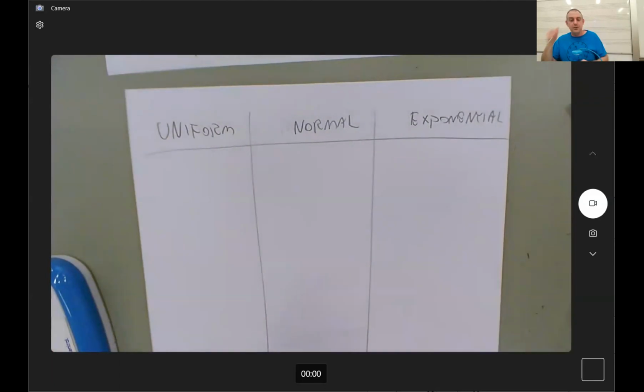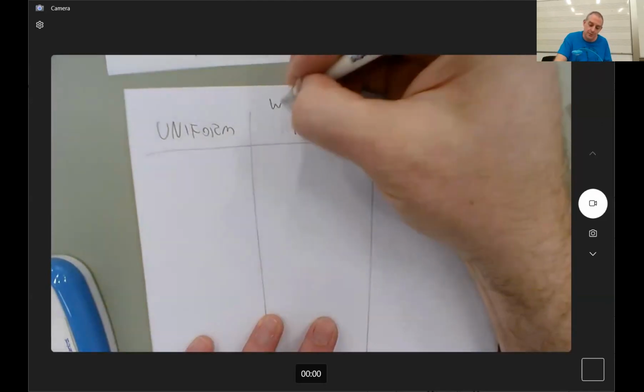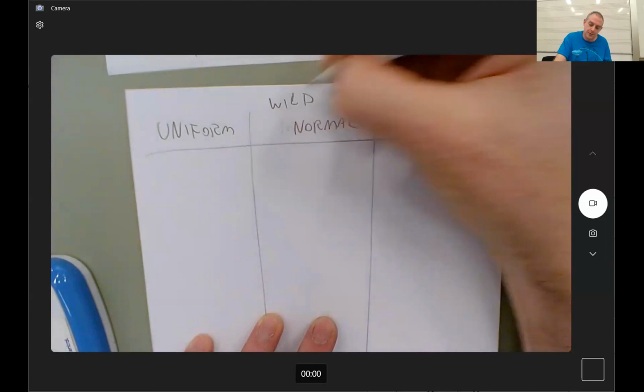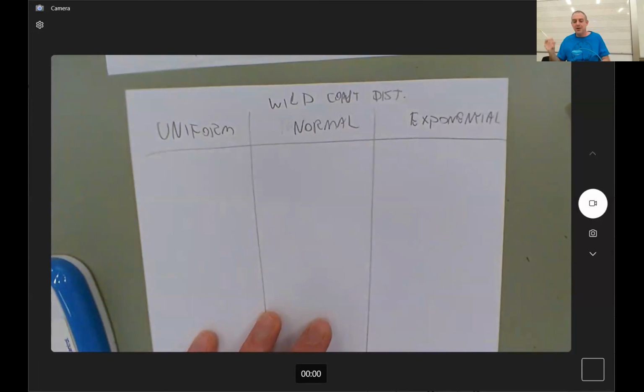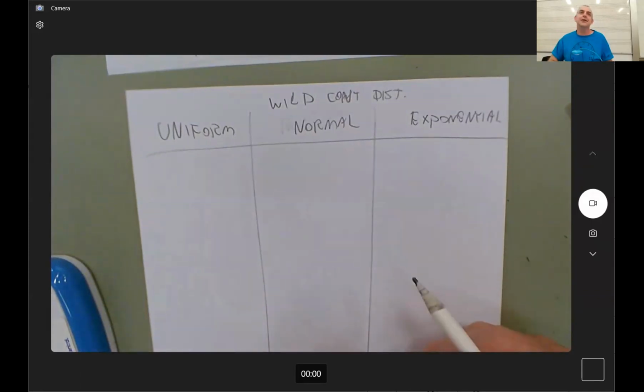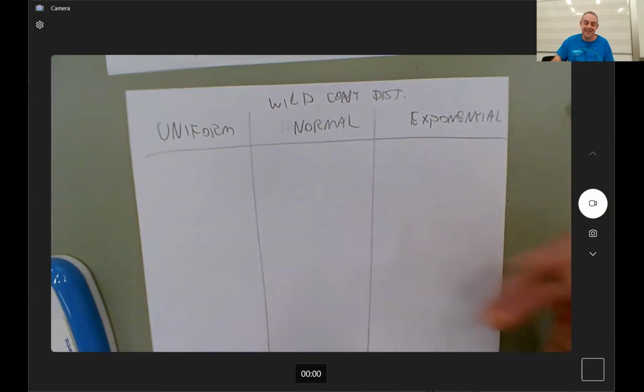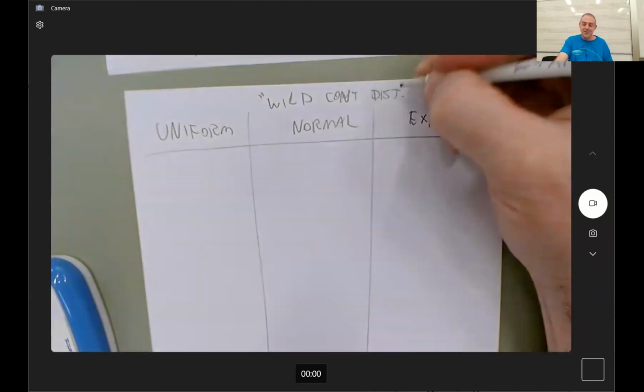These are our three continuous distributions that you've been told about that exist in the wild outside of a hypothesis test. They appear as good ways of modeling real things. So, wild continuous distributions. The other ones are going to be like tame, I guess. Captive. Okay, these are my wild continuous distributions.